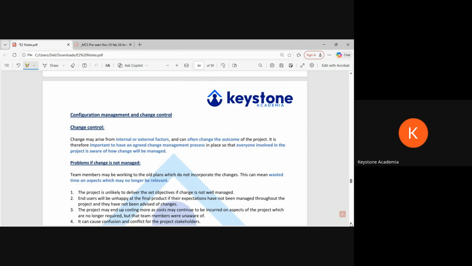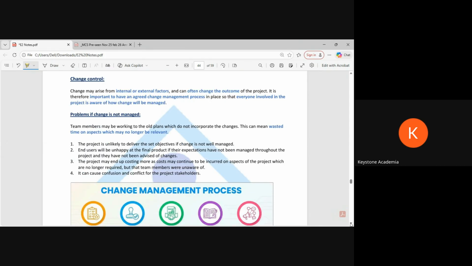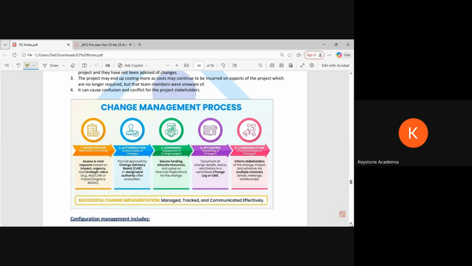During the process, a lot of change happens. So how do we manage the change? This diagram is good to understand.